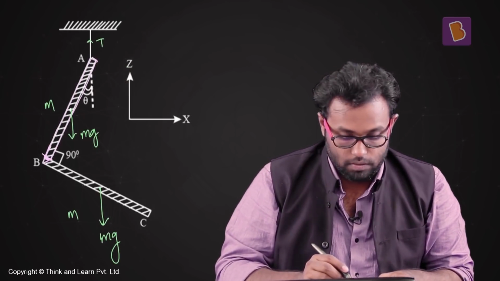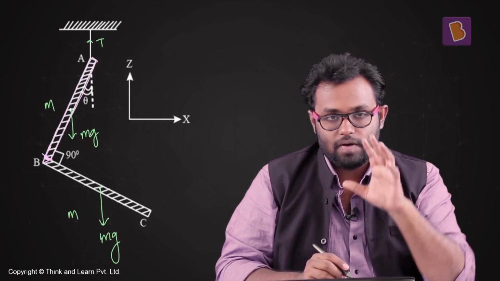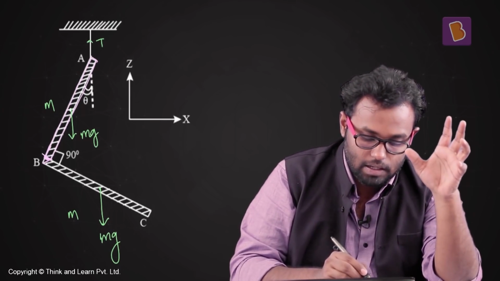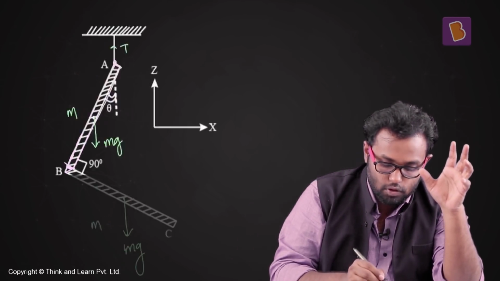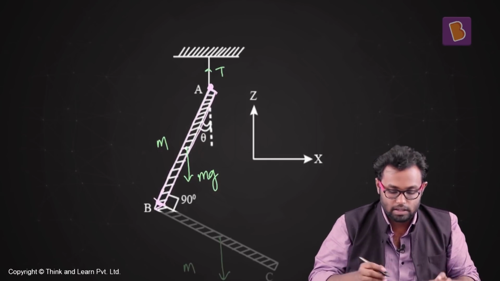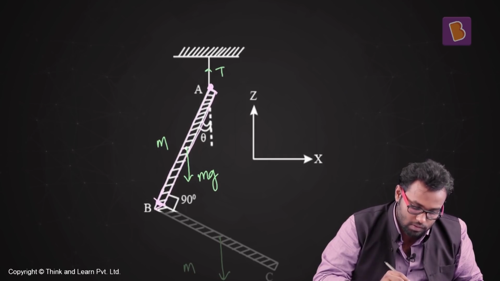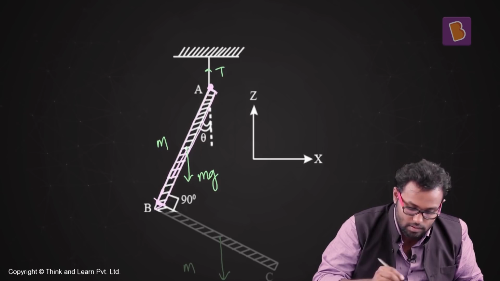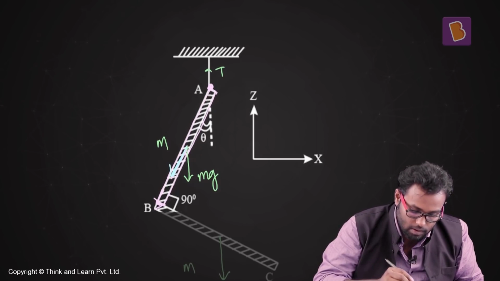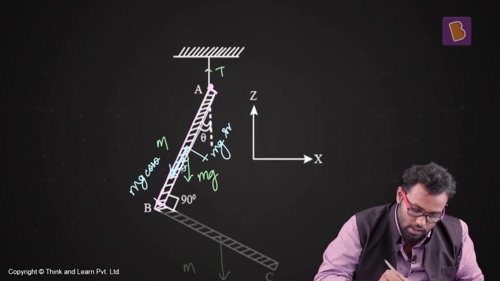Now let me do one thing. Let me find the torque about any point. Let me find it about this point A, and equate that to 0. So mg can be resolved into 2 components. If this angle is theta, this angle will also be theta, and this here will be mg cos theta, and this here will be mg sin theta.